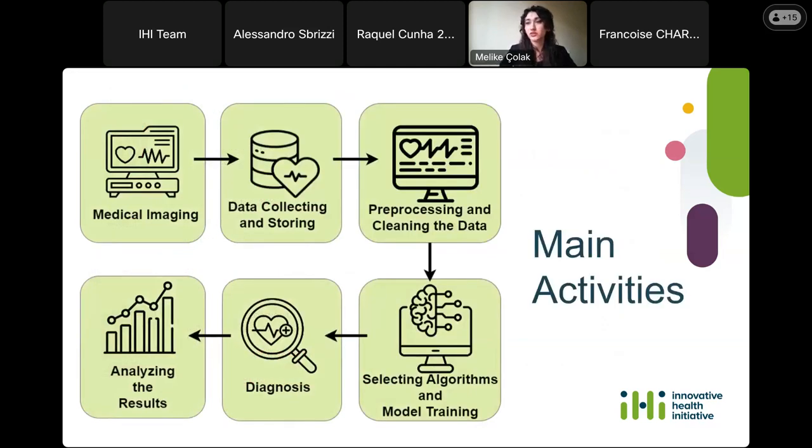In this image, we are looking at the fundamental activities of AI applications. Starting with medical imaging, we gather critical information about patients using advanced imaging techniques, and these data are then securely stored during the data collection and storage phase. After the pre-processing and cleaning, we select the machine learning algorithms for model training, and we evaluate the diagnostic capabilities of these models by analyzing the results. And ultimately, these analyses assist our doctors in better understanding patients' conditions and making accurate diagnoses. Next slide, please.